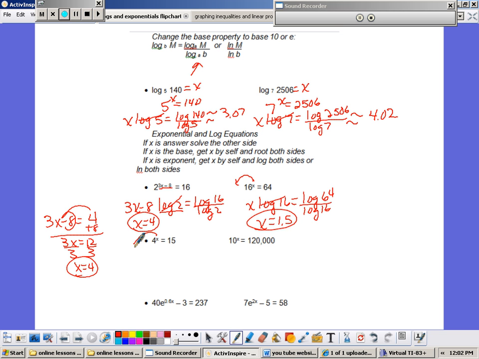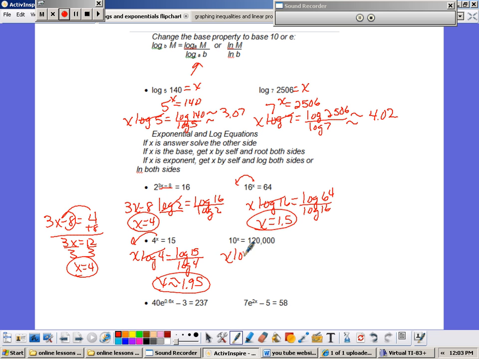X is on the top. Bring it out front. Log of 4 to the x equals the log of 15. Divide by the log of 4. Log of 15 divided by the log of 4 is x, which is approximately 1.95.